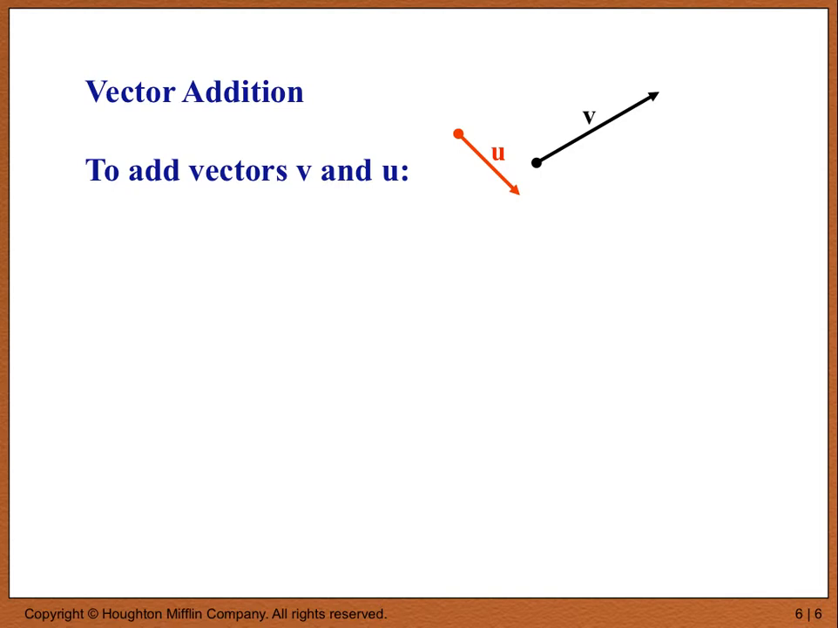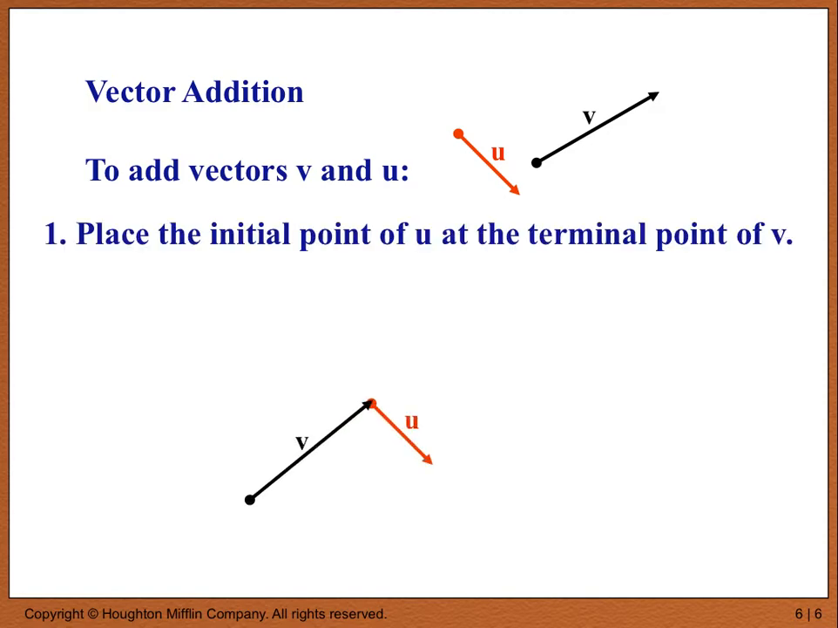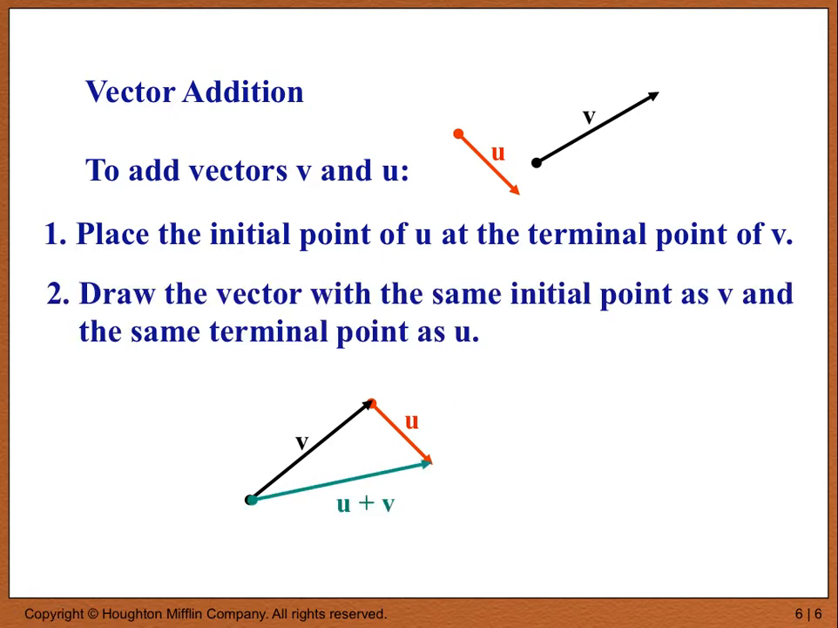So we're going to add vectors v and u. Now, the way to proceed when you're doing vector addition graphically is as follows. Place the initial point of u at the terminal point of v. I like to think of the initial point as the tail and the terminal point as the head. Well, then you put the tail of one on the head of the other. That's how you set it up. Then you draw the vector with the same initial point as v and the same terminal point as u.